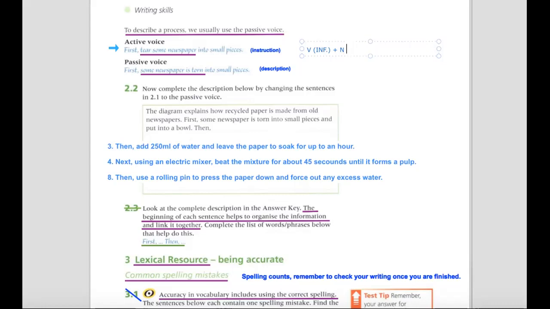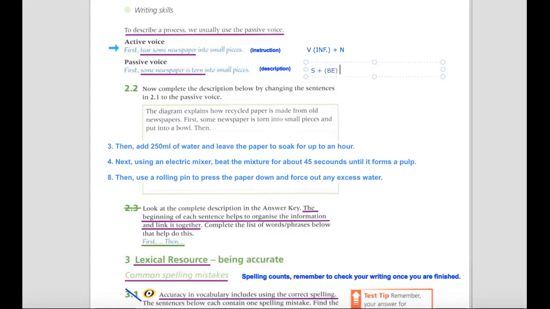So this is not the structure that we want to use for task 1, because in the question, it always says describe what you can see. So we don't want to give an instruction, we want to give a description. In order to give a description, we use the passive voice. Now we've looked at passive before, so you can also use passive for processes. So again, for processes, we start with always the subject, in passive. Okay, now look at what comes next.